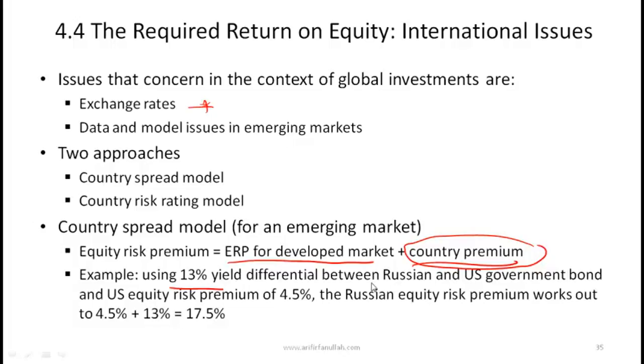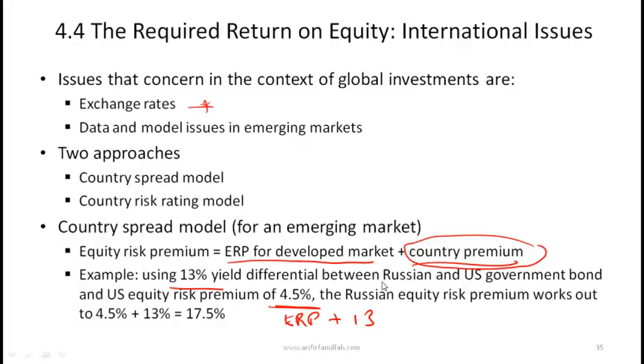So you basically then say that if there is a 4.5% equity risk premium in the developed market, which is the US, all you've done is added that 13% as your country premium. So how did they estimate the country risk premium? Yeah, difference between the Russian bond and the US bond. So this is the simplest. And it's not too bad.